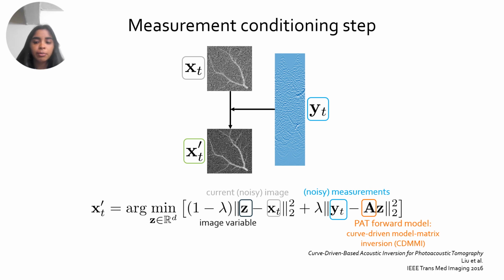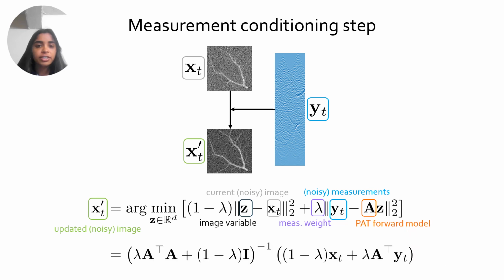In our case, we are able to approximate the PAT forward model as a matrix through a method known as curve-driven model matrix inversion, or CDMMI. Lambda is a hyperparameter that determines how much to weight this measurement objective. This optimization objective resembles regularized maximum likelihood, where the first term in the objective corresponds to the prior, and the second term corresponds to the measurement likelihood. The solution, xt prime, is the updated image at time t.